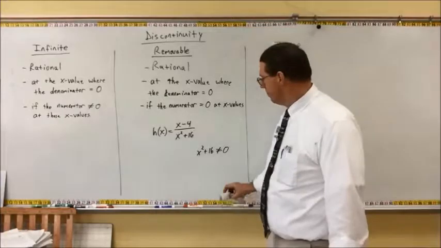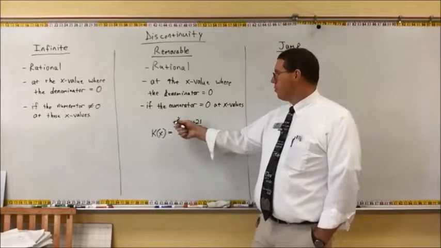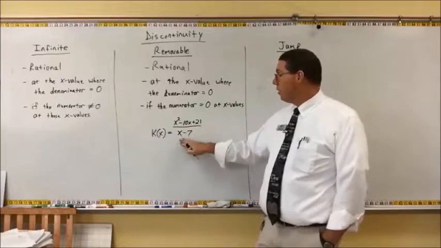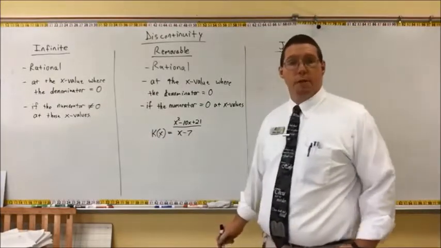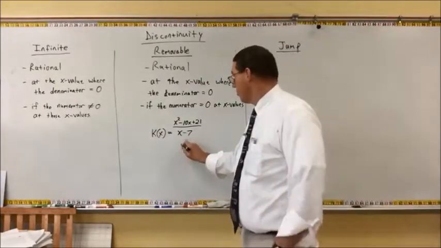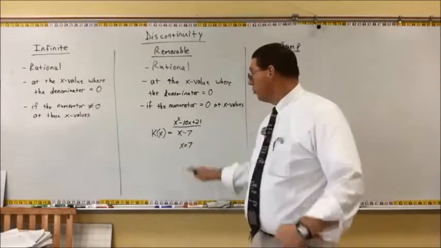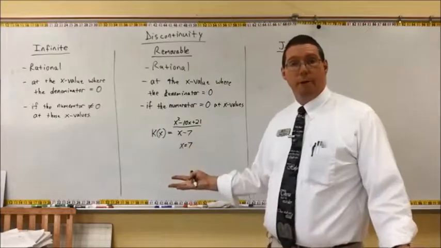Let's look at another one. All right, let's look at this one. We've got x squared minus 10x plus 21 over x minus 7. Well, what's going to cause the denominator to equal 0? 7, right? X equals 7. All right, so there's only one discontinuity because there's only one value that can make the denominator equal 0.